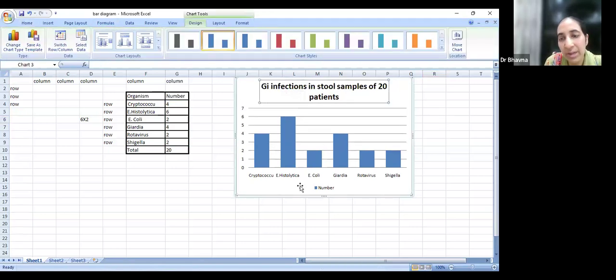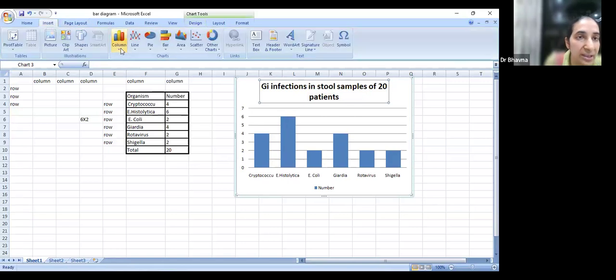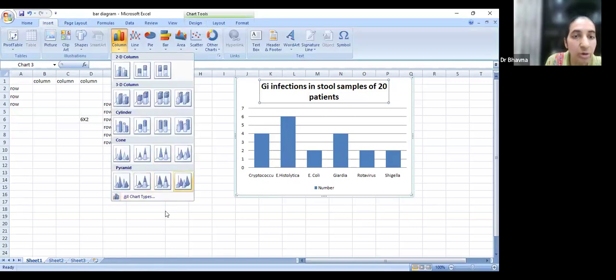Gastrointestinal infections. You can modify this table. You can modify the colors. You can do anything you want with this. But what I want you to know is you have to identify. All of us knew that this is a simple bar diagram. Had we been confused, we would have been looking at all these diagrams and trying to figure out which one to make.